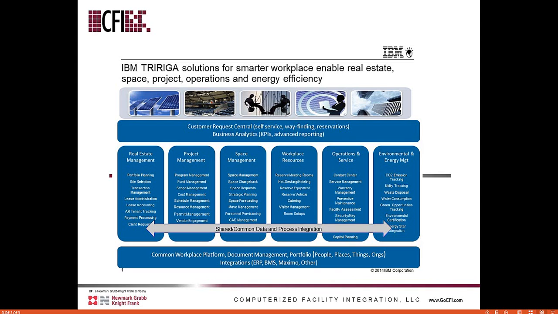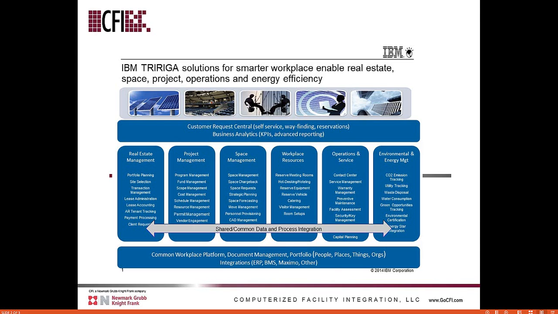The Operations and Service module has functionality to manage corrective, planned, and preventive maintenance. It has a contact center component that can be used by a help desk. It has service management to determine the appropriate service provider, manage the contracts, SLAs, and do KPIs. It takes into account warranties. It has security and key management. It also has a facility condition assessment component. And then based on the data that is available from everything, you can have capital planning as well.